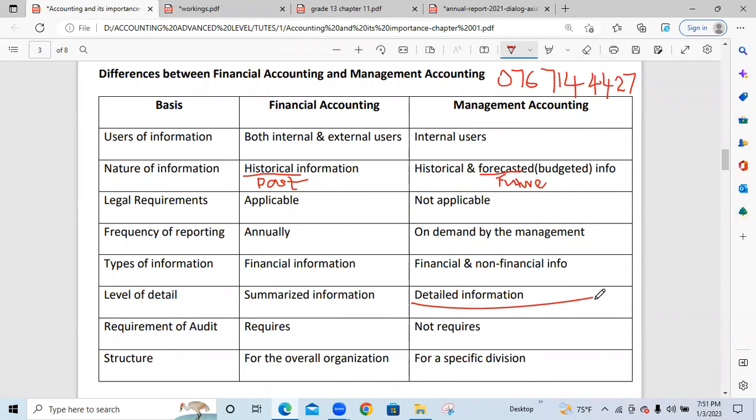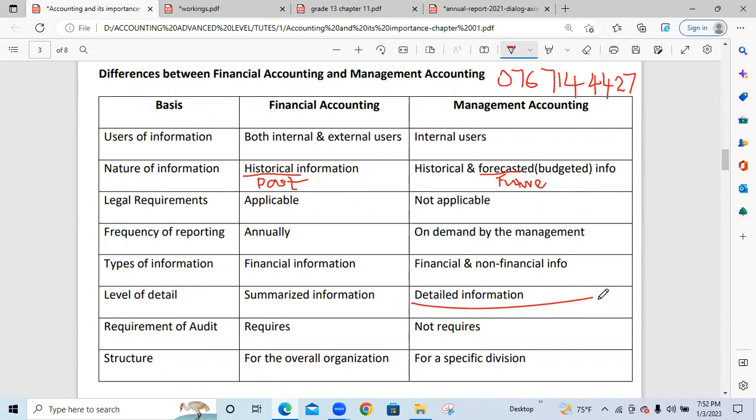Okay, guys, requirement of audit. Do you need auditors for financial accounting? Yes. Why? Because you're giving the information to outsiders. I told you, when you're giving information to outsiders, you should make sure you're giving the true information. Because if you give something false, they can file a case against you, guys. If there is a very huge mistake, it's the company's fault. You understand? So guys, you need to hire auditors.